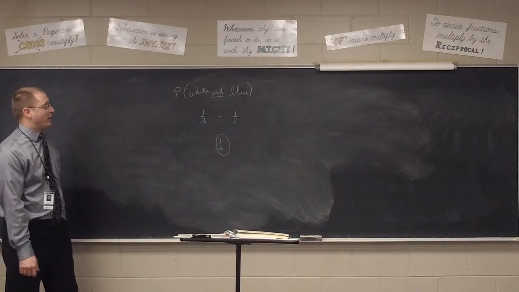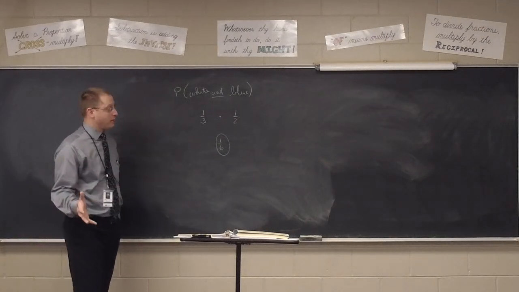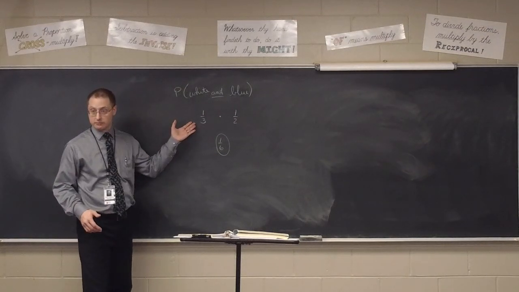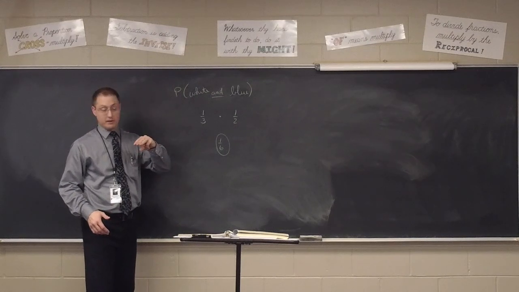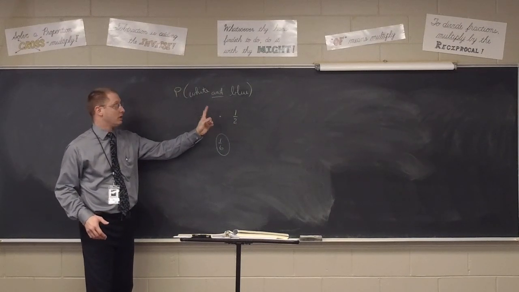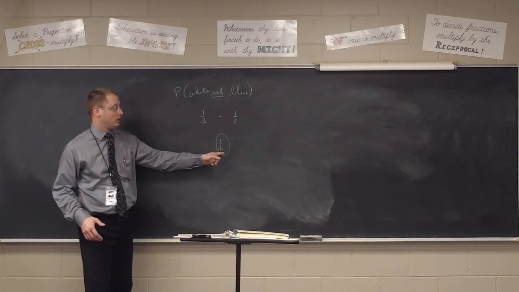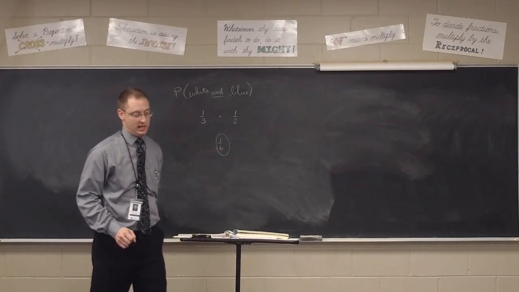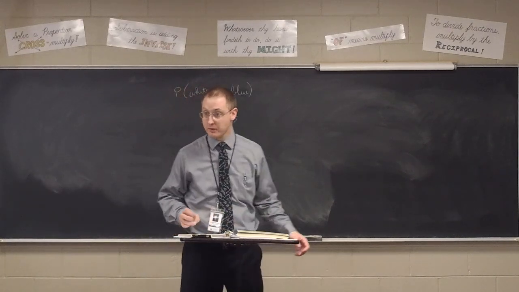If there are 2 white areas out of 6, that's a 2 to 6 chance of white. Reduce that down to 1 to 3. If there are 3 blue areas out of 6, that reduces down to 1 to 2. And since we've got and, not or, we multiply, then we get a 1 to 6 chance. Questions? All right, turn the page.